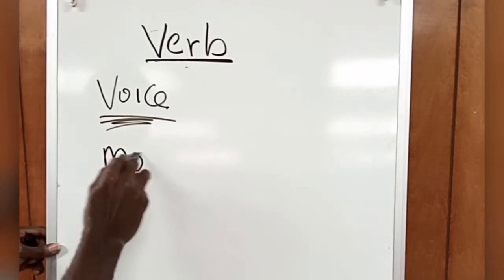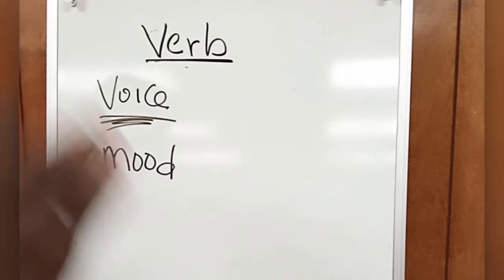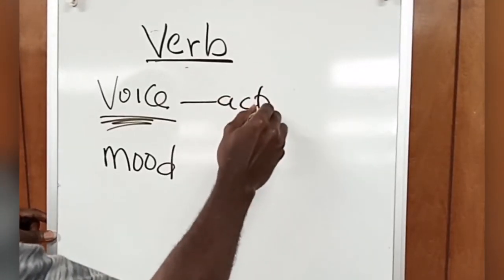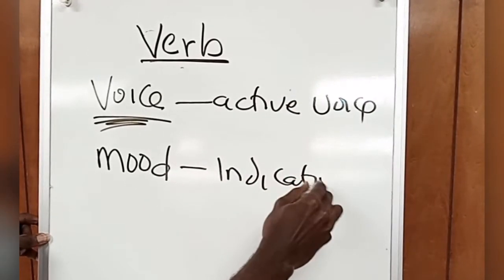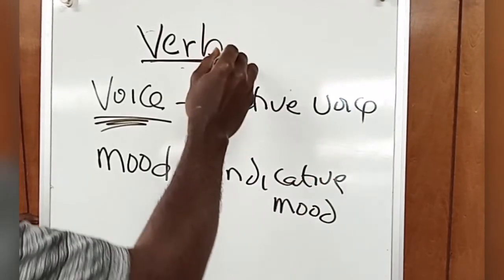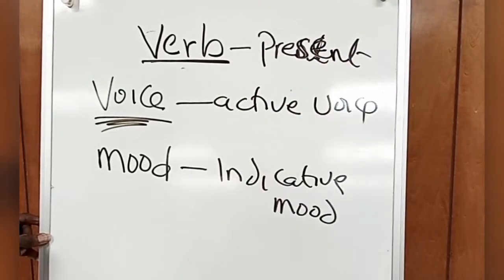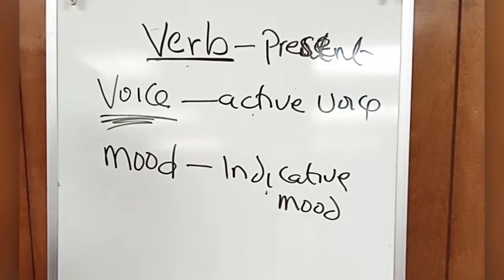Mood. As far as Koine Greek is concerned, there are several moods of verb. One, we are starting with the indicative mood. That was why I announced the present active indicative. Remember this. Active voice, indicative mood, and the verb present tense. That is why we are beginning with the present active indicative verbs.